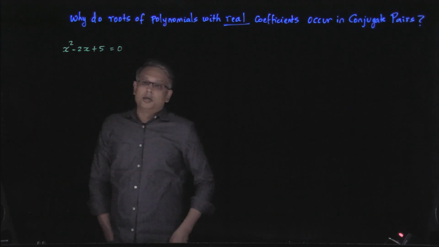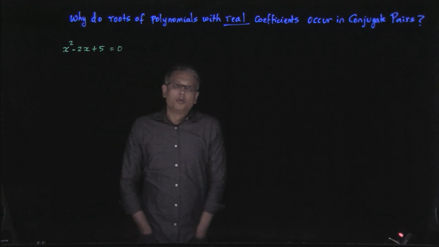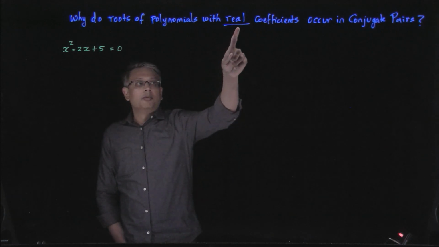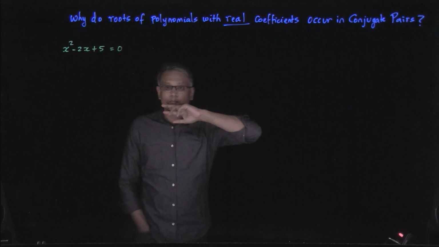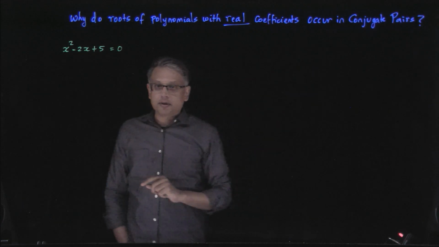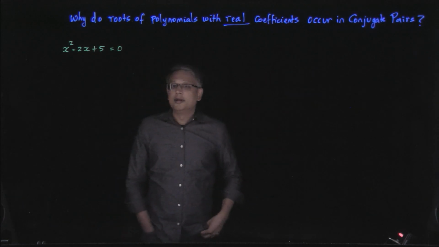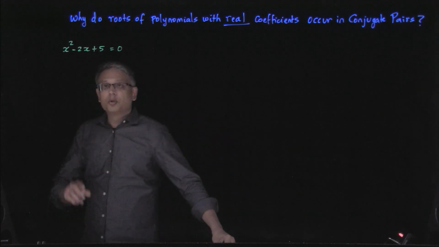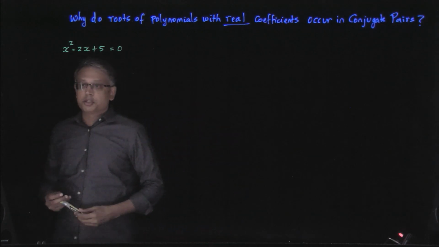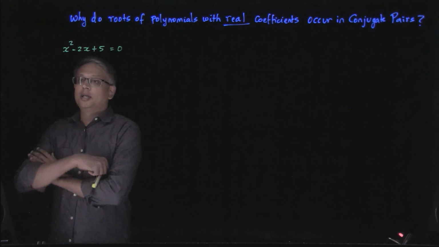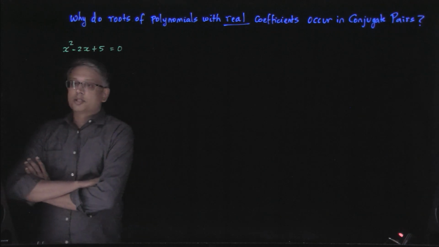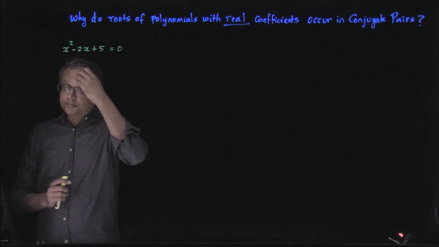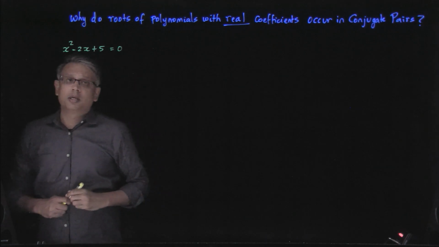Have you ever wondered why roots of polynomials with real coefficients always occur in conjugate pairs? Well, you've probably not noticed this, so let's start with the roots of a quadratic equation. Let's say that you have a quadratic equation, x squared minus 2x plus 5 is equal to 0. What are the roots of this quadratic equation?